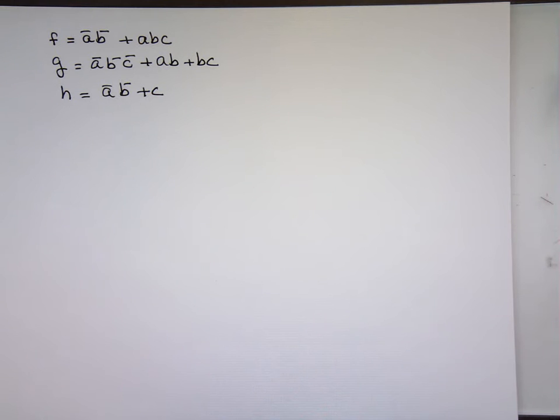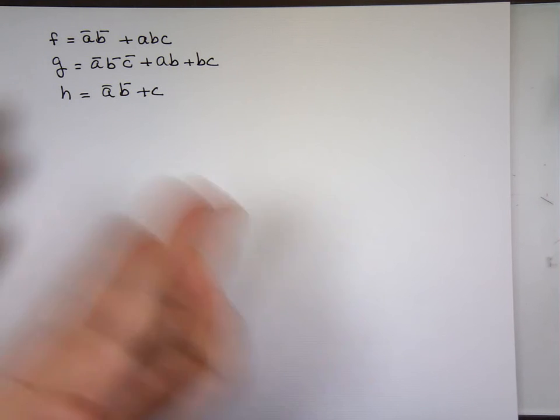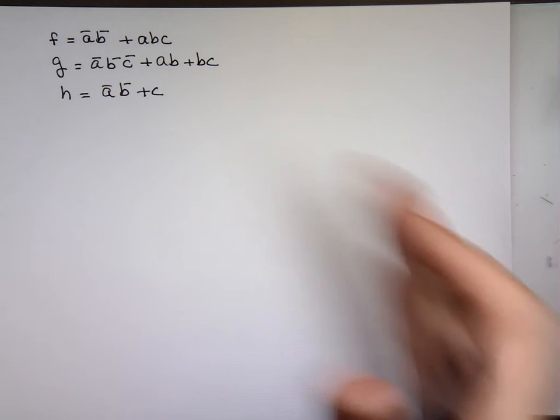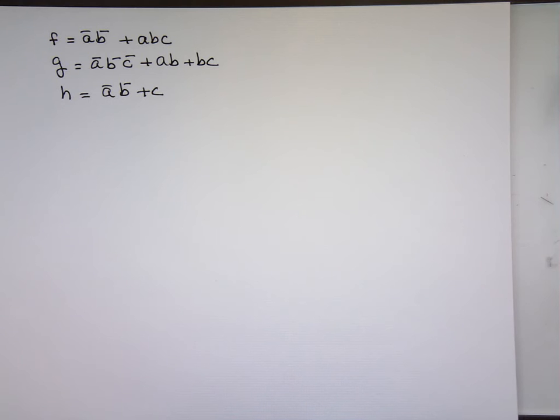These were simplified. Somebody did the K-map for me and simplified each one. I want to build a circuit, a board that has these three functions on it. You have three inputs, A, B, and C, and you have three outputs.